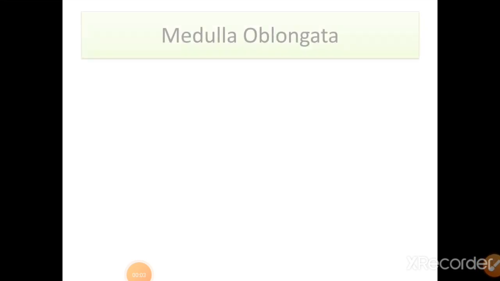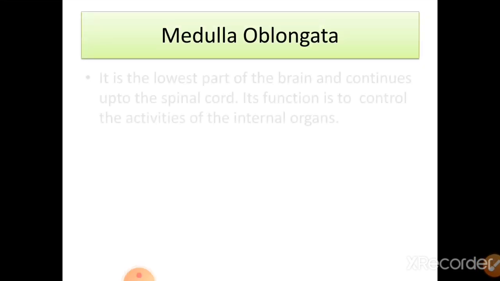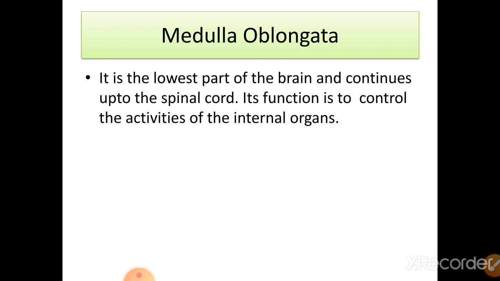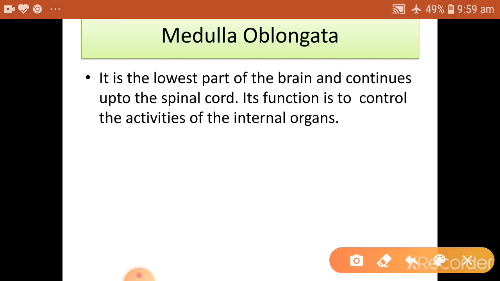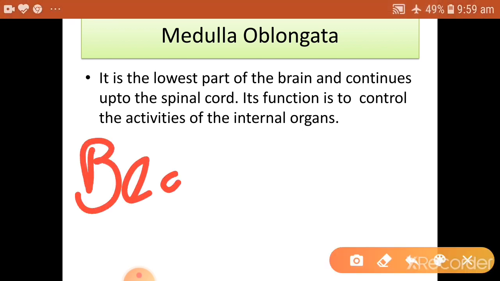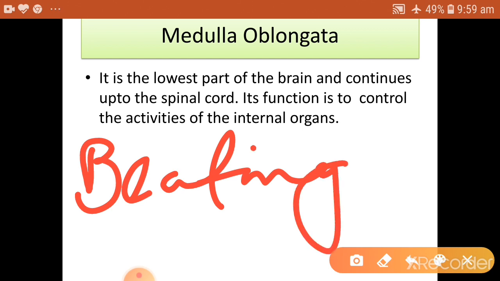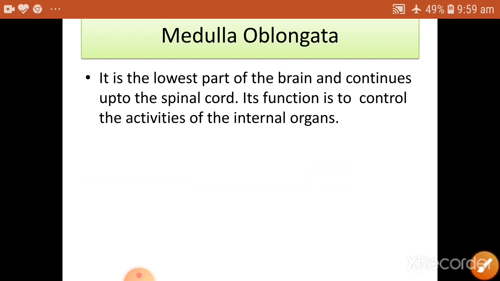We now come to the medulla oblongata. This is also known as the brain stem, as I have already told you. It is the lowest part of the brain and continues up to the spinal cord. Its function is to control all the activities of internal organs, like the beating of the heart, breathing, respiration, and all other metabolic activities inside. It is controlled by the medulla oblongata.